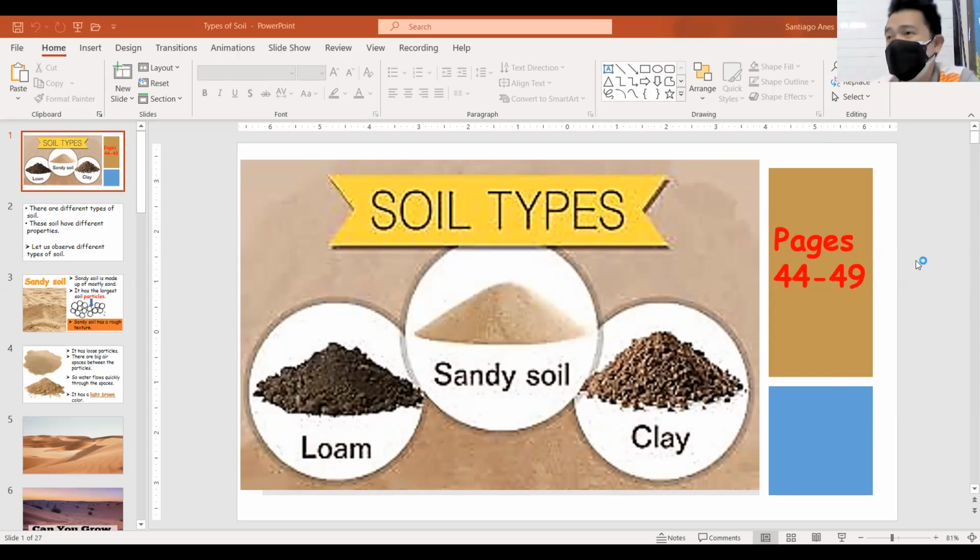Okay, so today, in the components of soil, how many percent is the air? 25%. What about the water? What about the organic matter? 5%. How about the rock particles? 45. Remember that one, okay? You have to remember the components of soil.